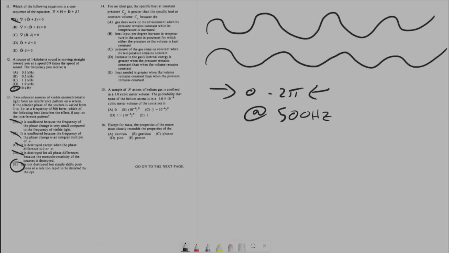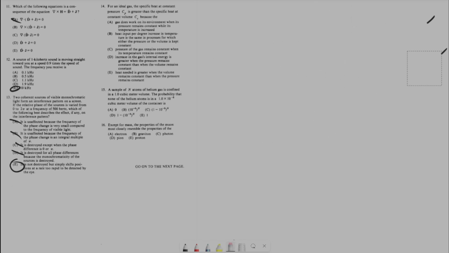So again, process of elimination gives us E, but if you know a little factoid that the limit of the human eye is about 60 hertz, then you can just go down to that one. It is not destroyed, but simply drifts too fast to see. So that is the answer for that one. Now moving on to the next question.